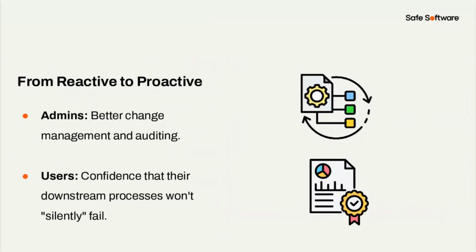So better change management is what we're getting out of this, better auditing. And it can also allow the users when they're publishing to have more confidence that they won't break anything downstream. If they get a report of all the related objects, they can go check them and make sure that nothing else is being affected.